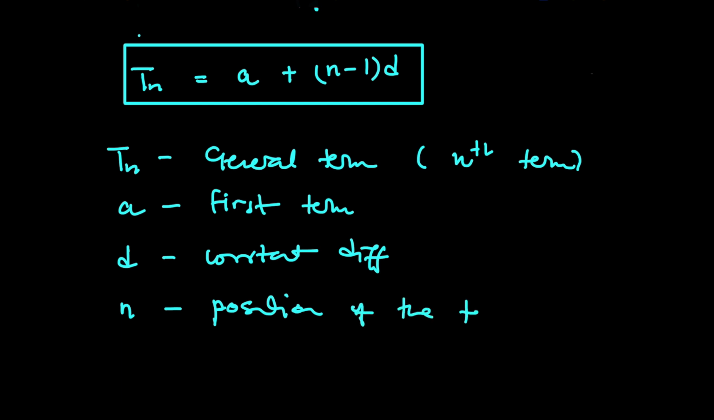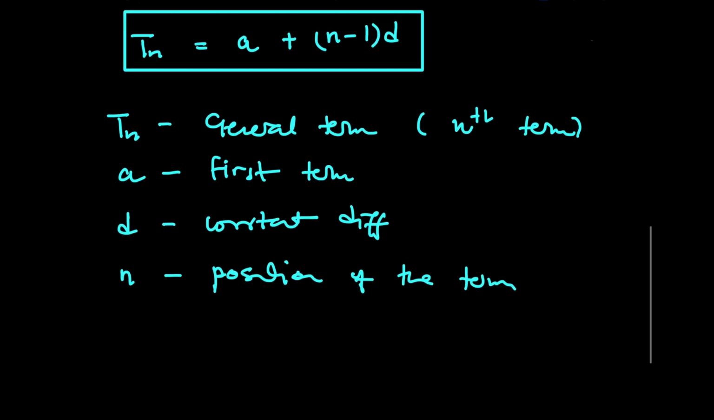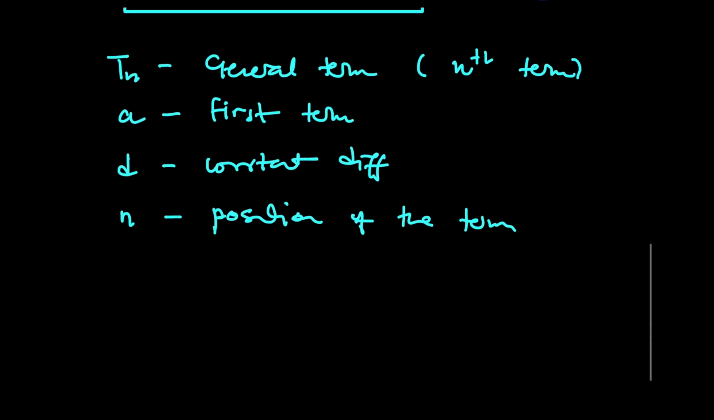of the term. And one thing about n is that you cannot have an n which is, let's say, a fraction, for example, or a rational number. Your n should be a whole number.